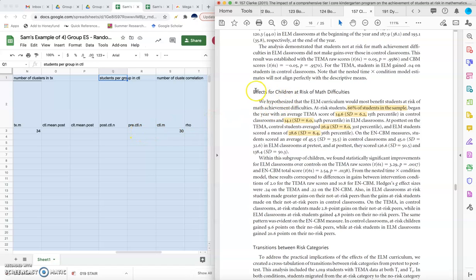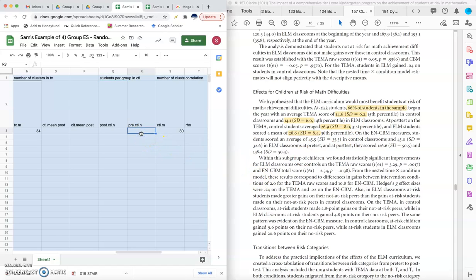Okay, so I see here effects for children at risk for math difficulties. So this provides me a lot of my great information in terms of means and standard deviation. So I'm going to put that information in first while I'm still looking for the number of students per cluster, per group. So I can see the treatment mean post-test. They tell me here, at risk, began the year, so that's my pre-test. At post-test on the TEMA, the treatment students had a mean of 28.6.